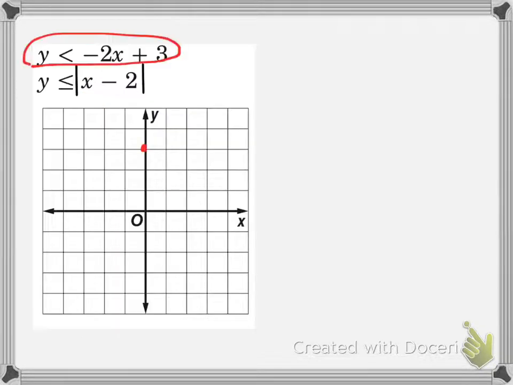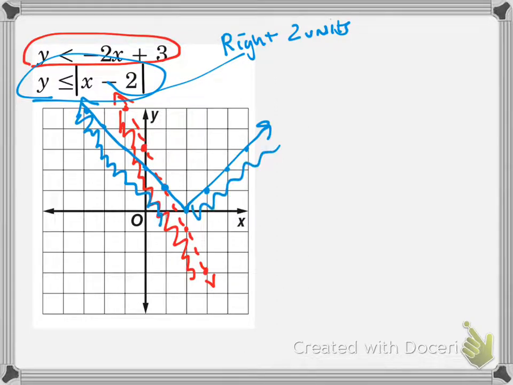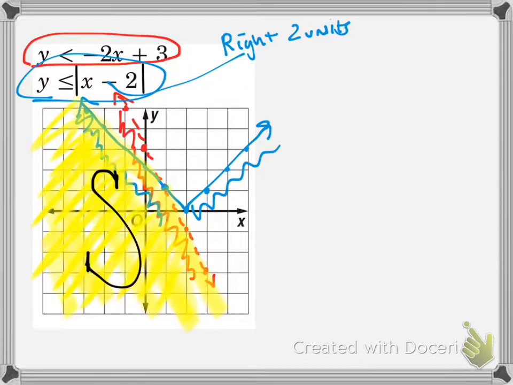So next one, here's the entire process. Shade that. Now because this is a -2, we're actually going to slide the parent function right 2 units. Shading down, it's a solid line because of the symbol. The overlap is our solution.